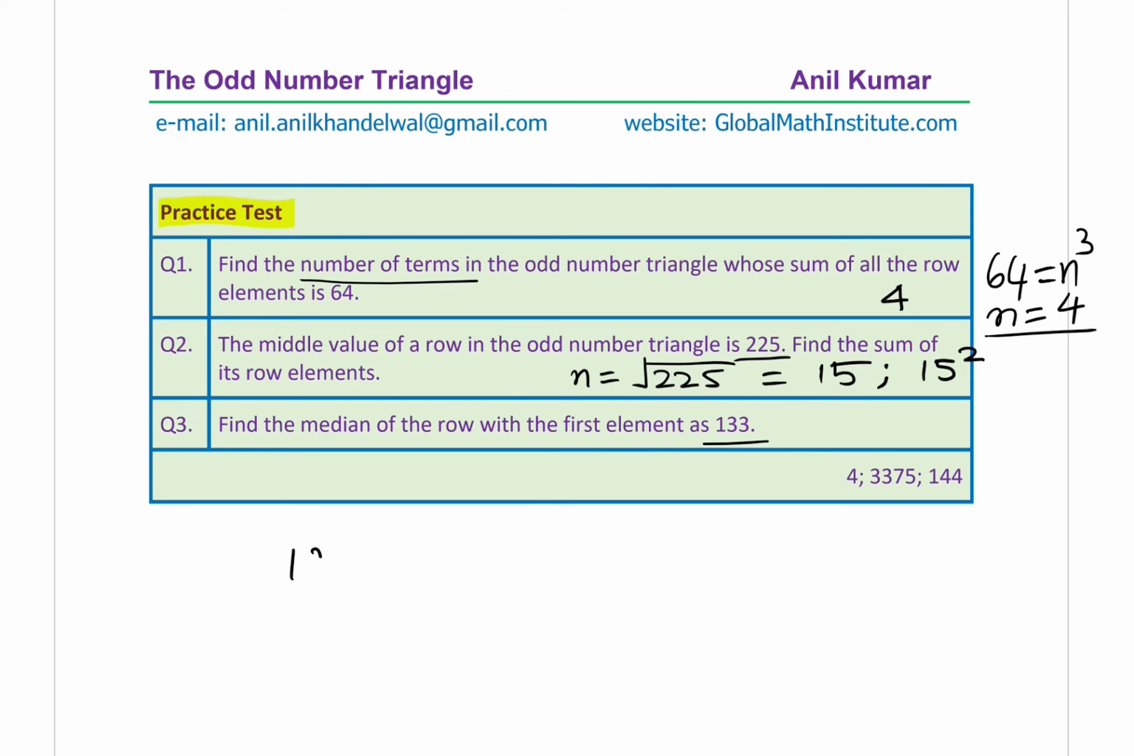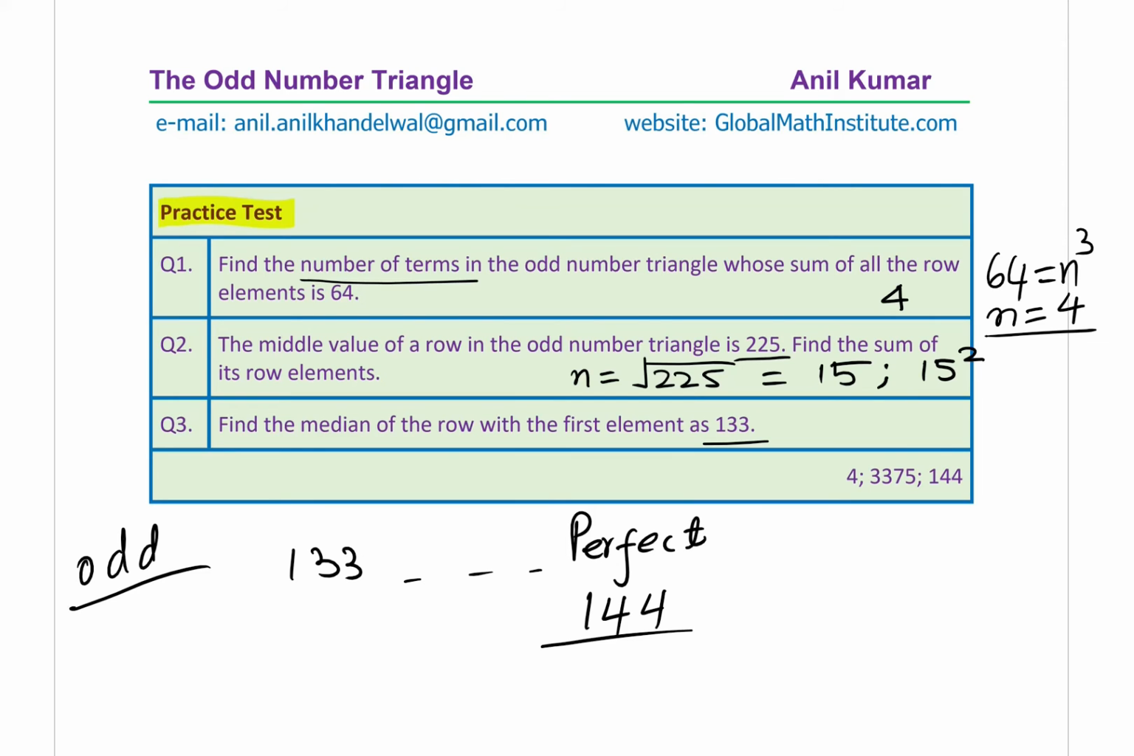Question number 3. Find the median of the row with the first element of 133. Well, if 133 is your first element, then it is an odd row, correct? We are given. The next number has to be a perfect square. So the perfect square, which is more than 133, is 144, correct? So the median of this row with the first element as 133 should be 144. So we can get to the conclusion even without the formula. Does make sense to you, right? So that is how we could do it.